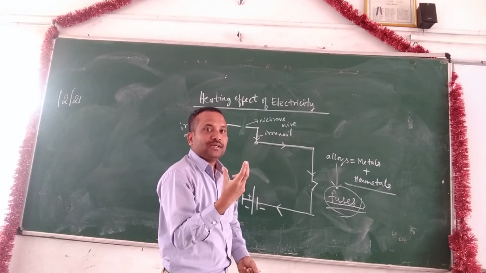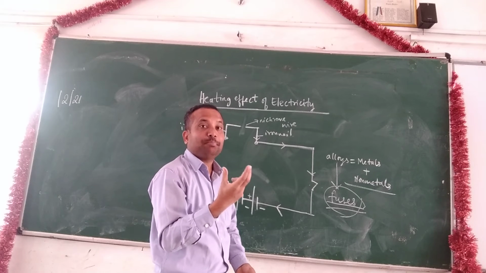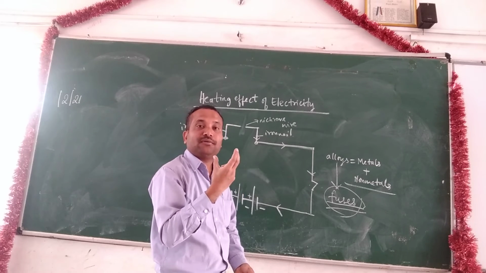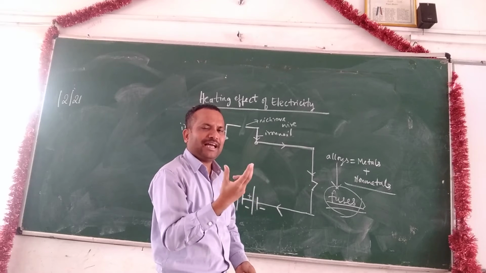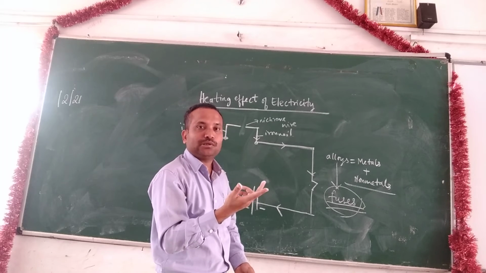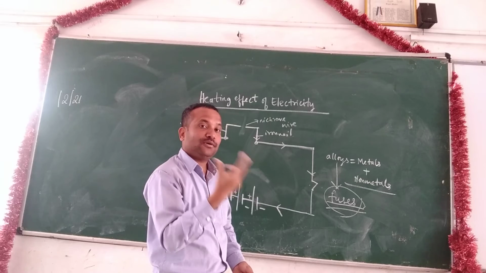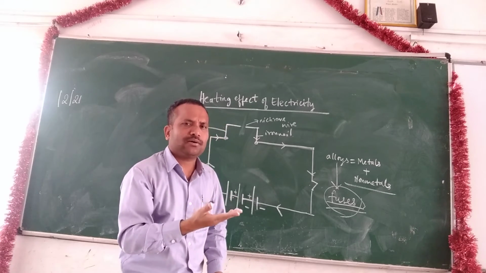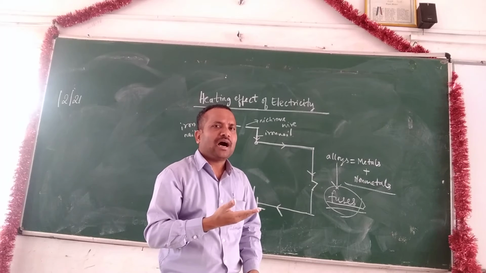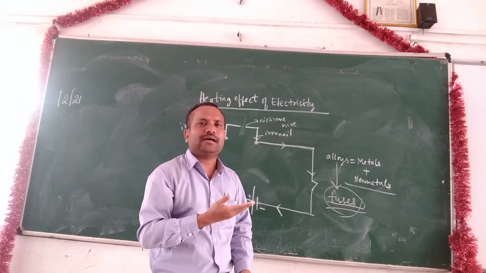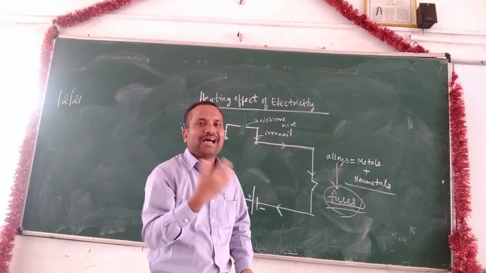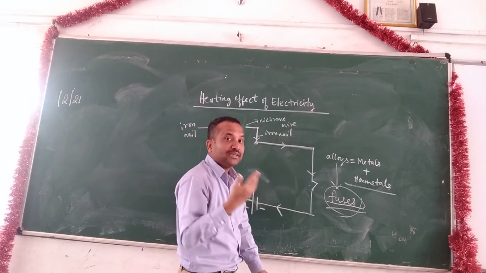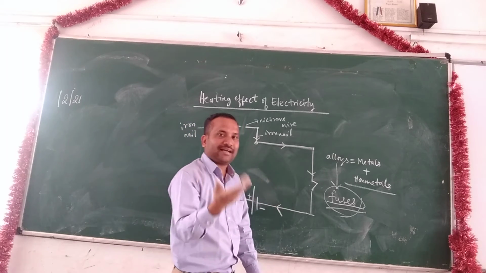In that wire, current has to pass. If the voltage is high, that wire will break down and the circuit is broken. So if this fuse gets broken down, why is it getting broken down? It is getting broken down because high voltage has entered our house.